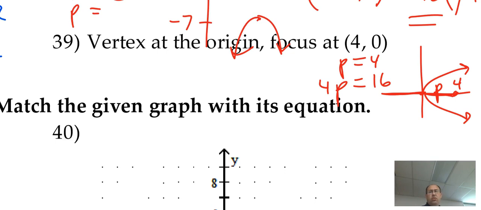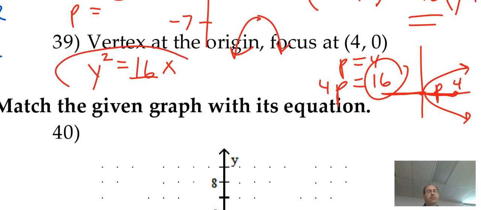Right now, is this a y squared or an x squared? It is a y squared. Oh, and I'm wasting my time to use a parenthesis, aren't I? Because this is vertex at 0, 0. So y squared equals something times x. And we'd said that this was 16. Is that going to be positive 16 or negative 16? Positive, because we're opening to the right.